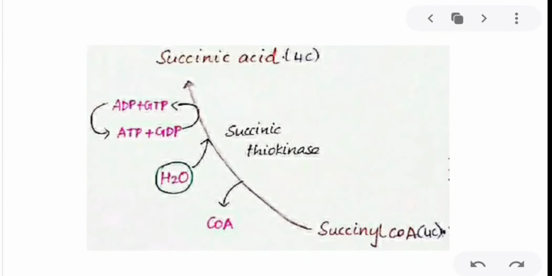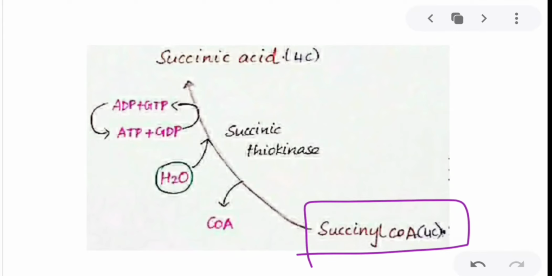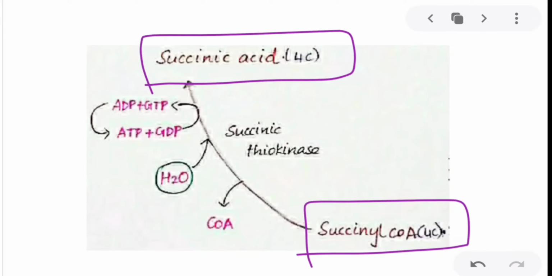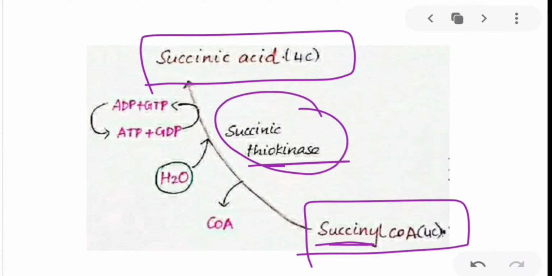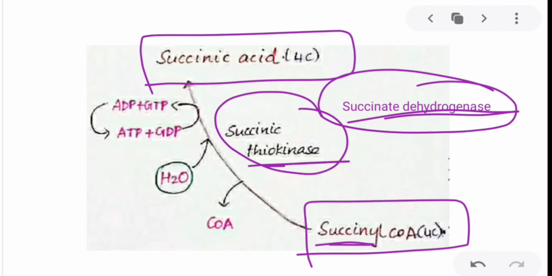So in this step we see that the succinyl-CoA, which is a 4-carbon compound, gets converted to the succinic acid, which is also a 4-carbon compound, in the presence of the enzyme succinic thiokinase. So succinic thiokinase, the succinate dehydrogenase. So basically the succinic thiokinase is also called succinic dehydrogenase. So there is nothing to confuse among this. We can remember the name as the succinate dehydrogenase also, or only we can remember the dehydrogenase enzyme.